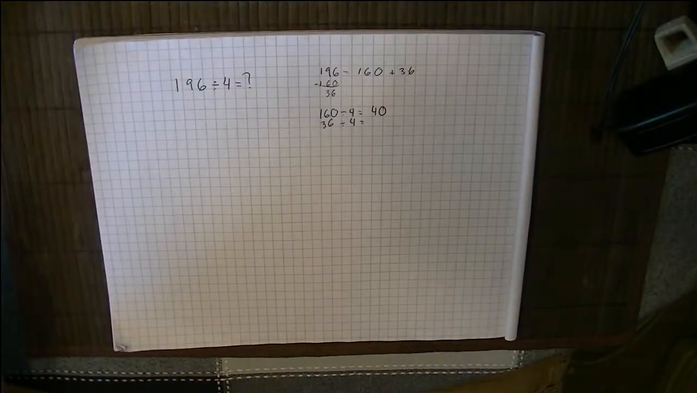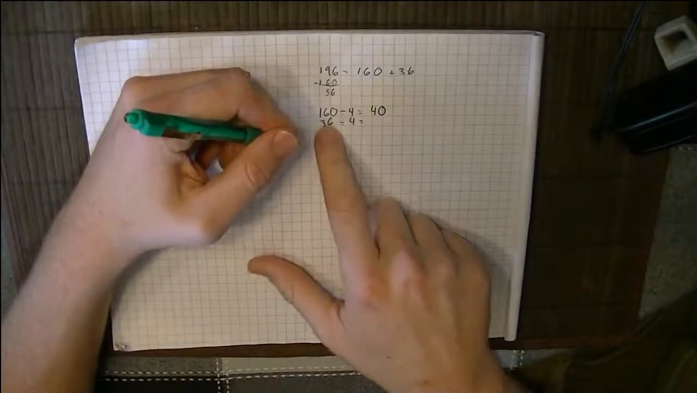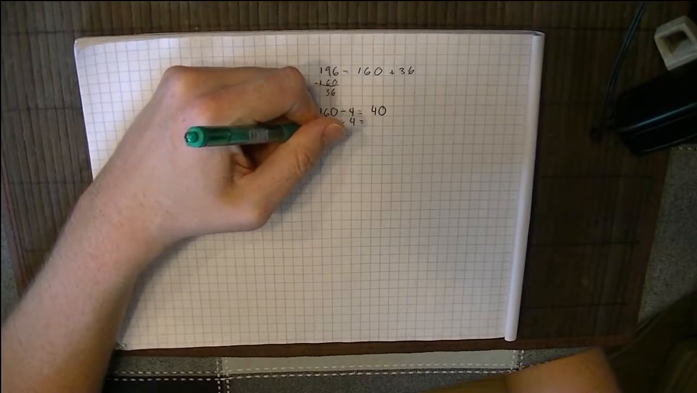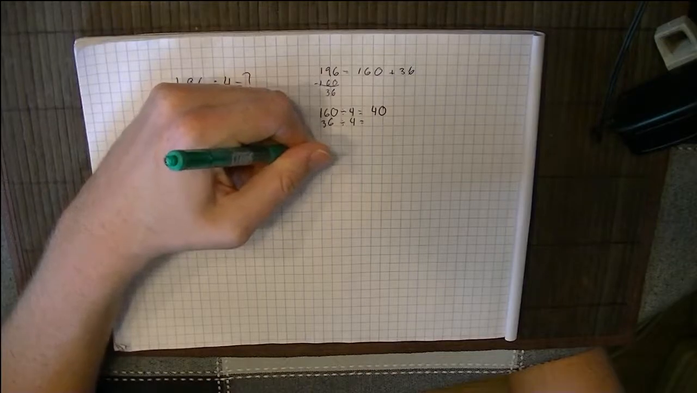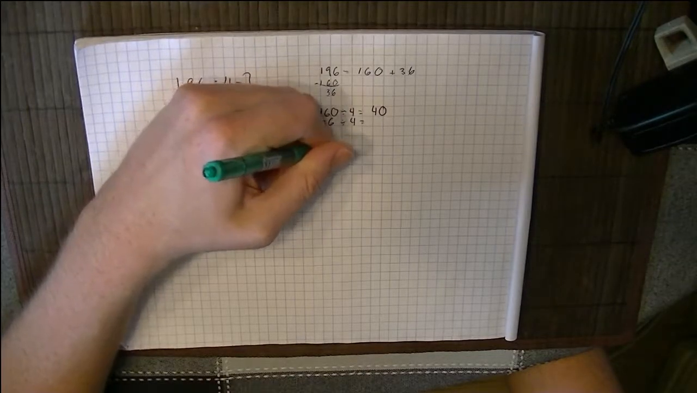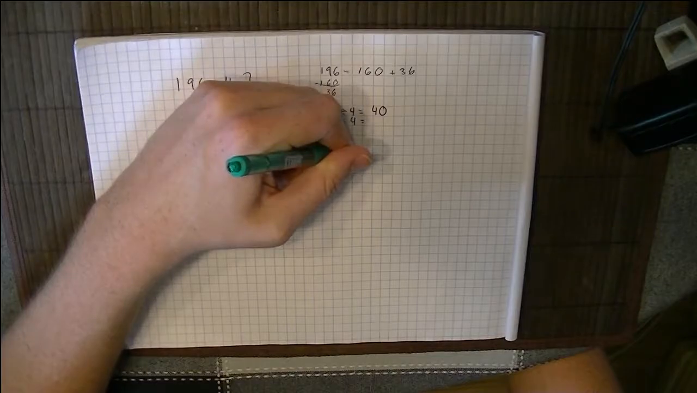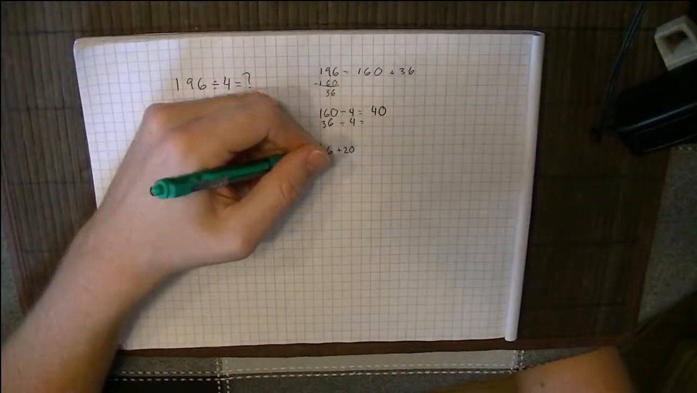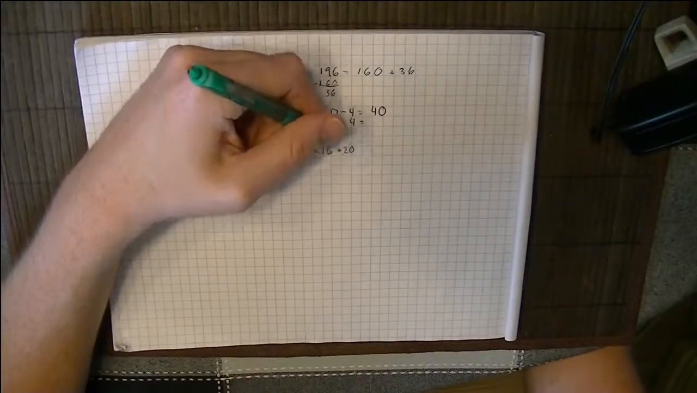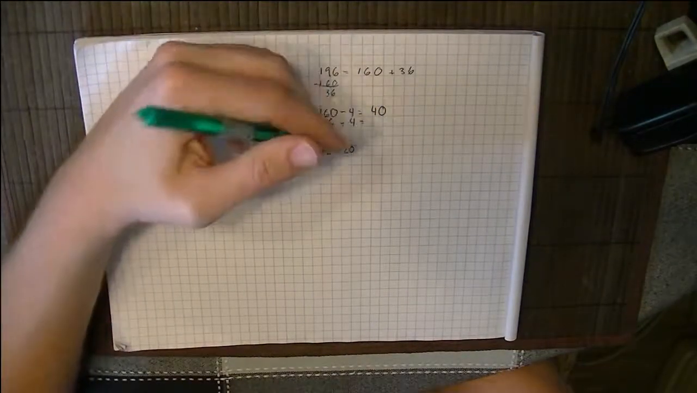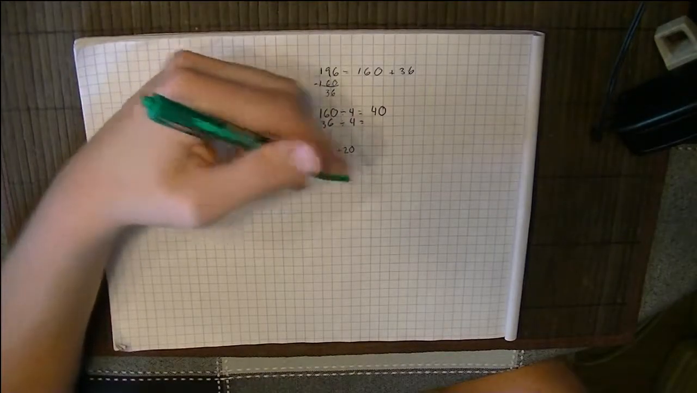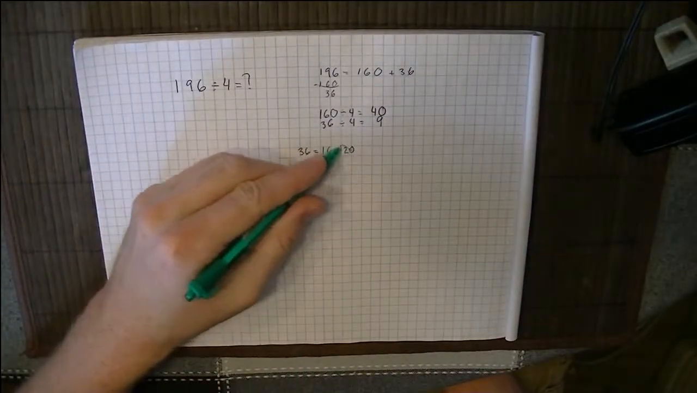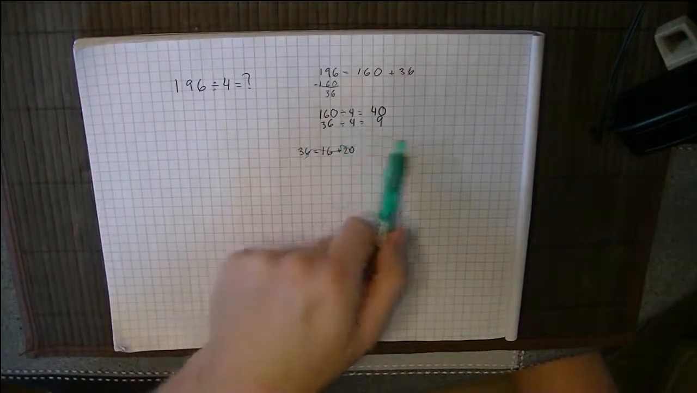Let's say that wasn't so easy, then we could break this down even further and say, hey, 36 is equal to 16 plus 20, right? And we could say, well, 16 divided by 4 is 4. 20 divided by 4 is 5. 4 plus 5 is 9. So there we go. So we can do some fast division this way.